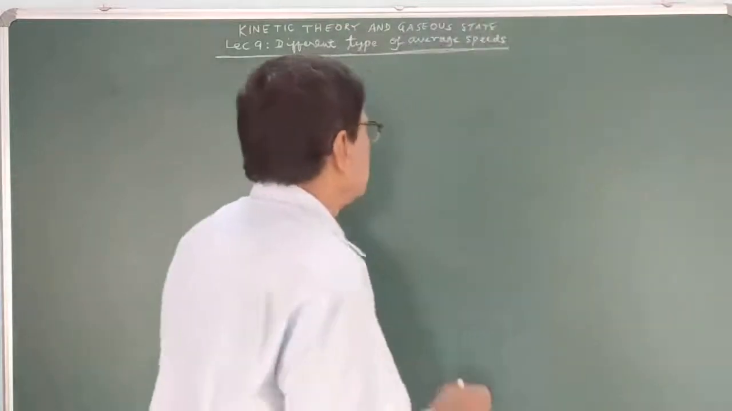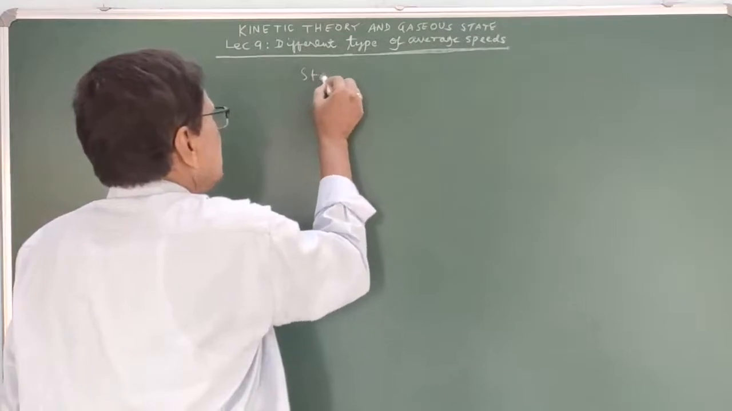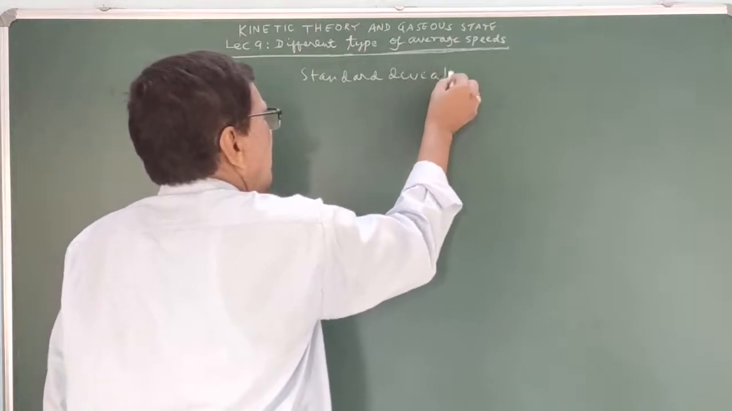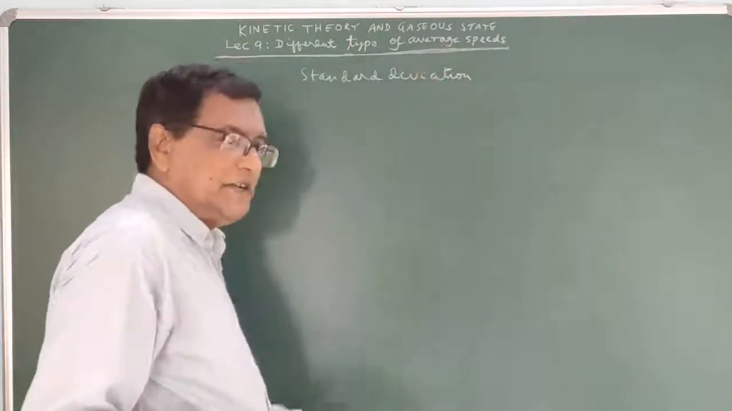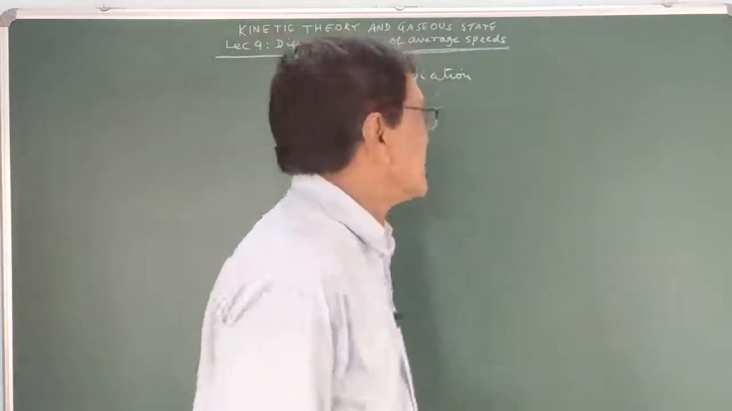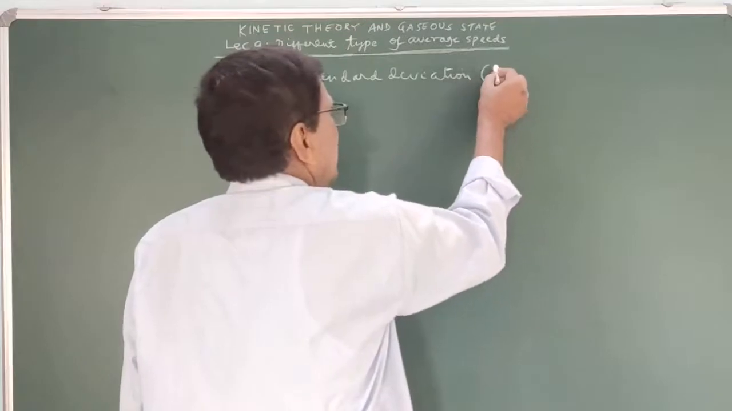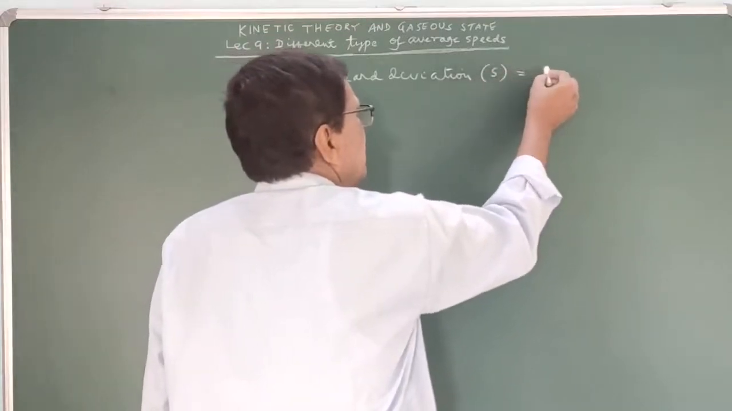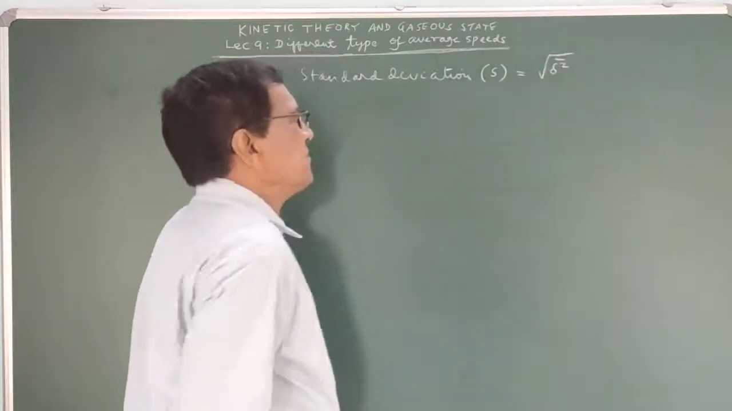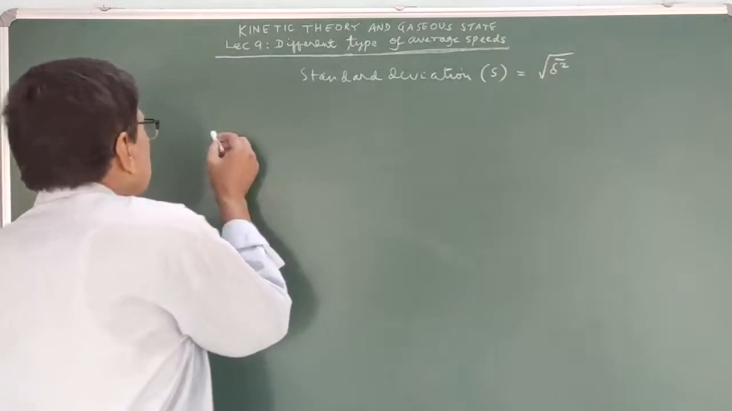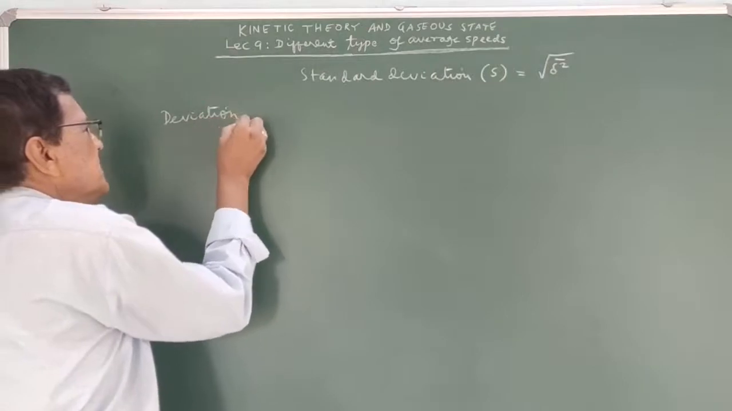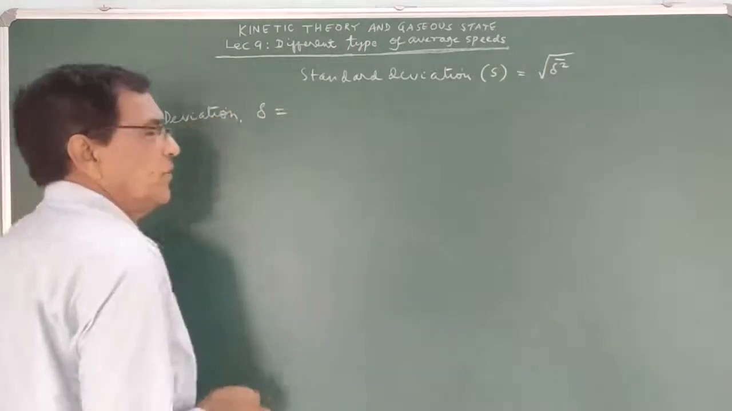And standard deviation is a very important term in different chapters, especially in analytical chemistry. Standard deviation symbolized as S is given as root of del square bar, where del is the deviation.